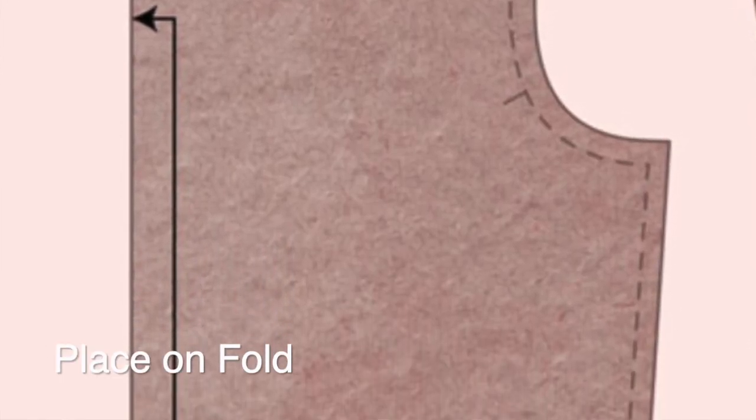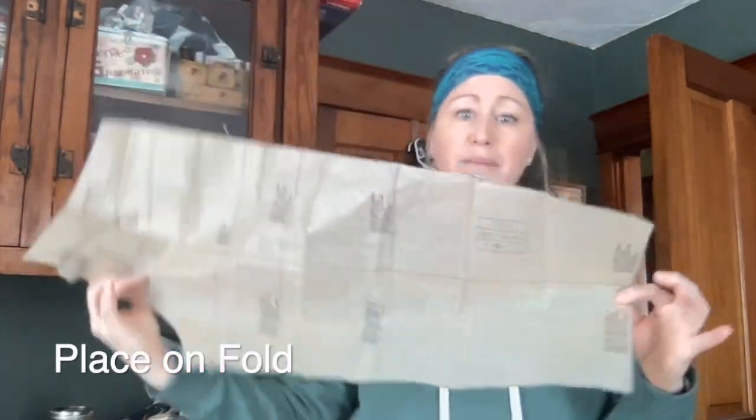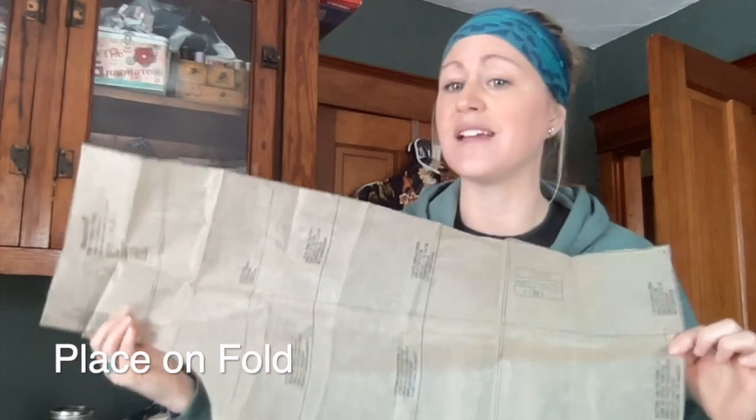The next pattern symbol is called place on fold. And here's a picture of it here. Place on fold and grain line are basically the same thing. They both tell you where to lay out your pattern on your fabric. The difference is that the grain line tells you that the pattern piece is going to be cut out entirely on every single side. So here's my grain line that I used in my previous example for my small pajama pants. I cut all the way around.